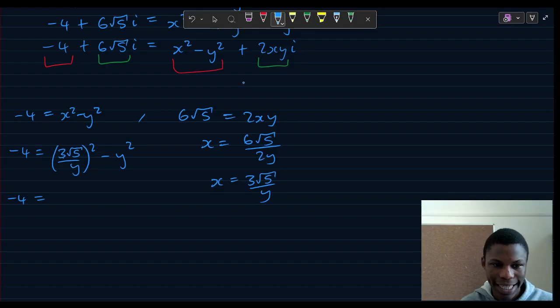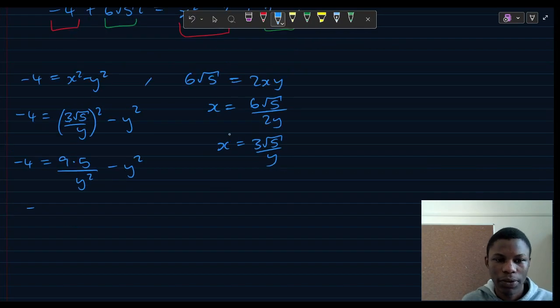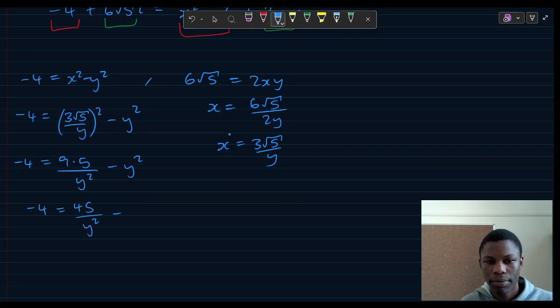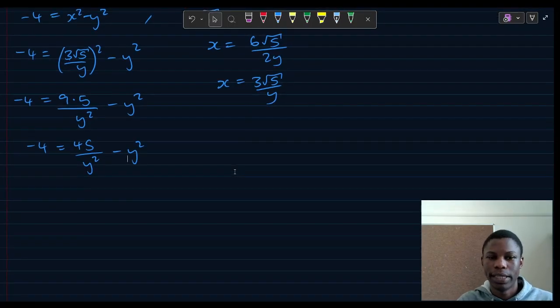So square the 3, that's 9. Square the root 5, that's 5. So 9 times 5 over y squared minus y squared. And so if we simplify, -4 is equal to 9 times 5, that's 45 over y squared minus y squared. And now let's get rid of the denominator.